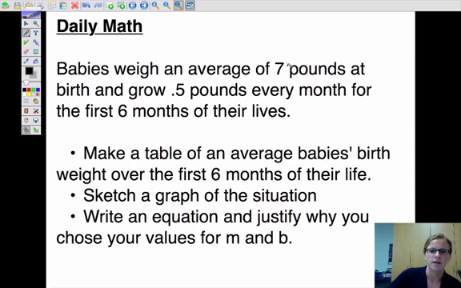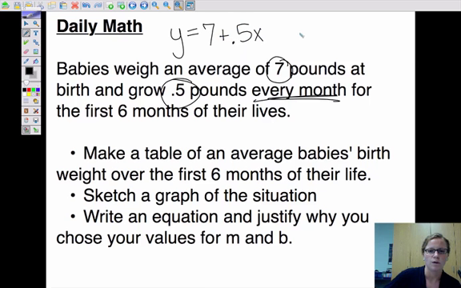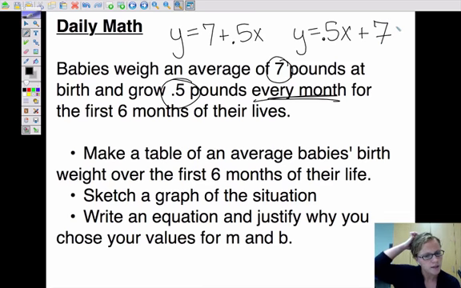The answer, if we look, we have 7 pounds at birth, so that sounds like a startup, and then 0.5 pounds every month. So 7 sounds like a y-intercept, 0.5 sounds like a slope. So our equation would be y equals either 7 plus 0.5x or y equals 0.5x plus 7. And hopefully their graphs and tables reflect that, but I really just wanted to check the equations there.